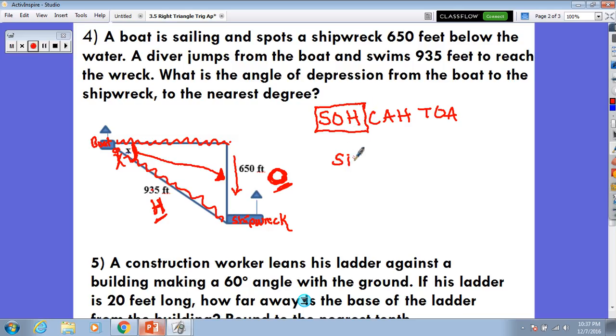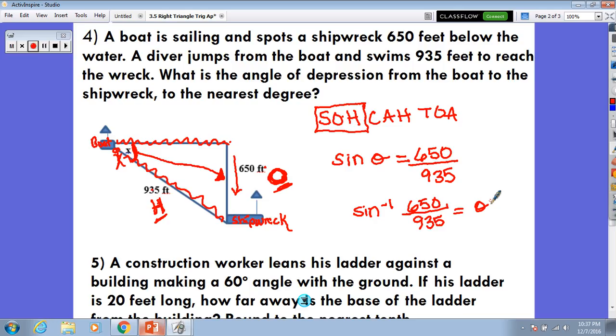So we're doing sine of theta. Remember, I just changed my x to theta whenever I'm solving for an angle so I don't confuse myself. Equals opposite. This is the side that's opposite, so 650 divided by hypotenuse, which in our example is 935 feet. Now we're solving for an angle, so we have to do the inverse. So we're going to do sine inverse of 650 divided by 935, equals theta. Alright, so this time we hit second and sine.